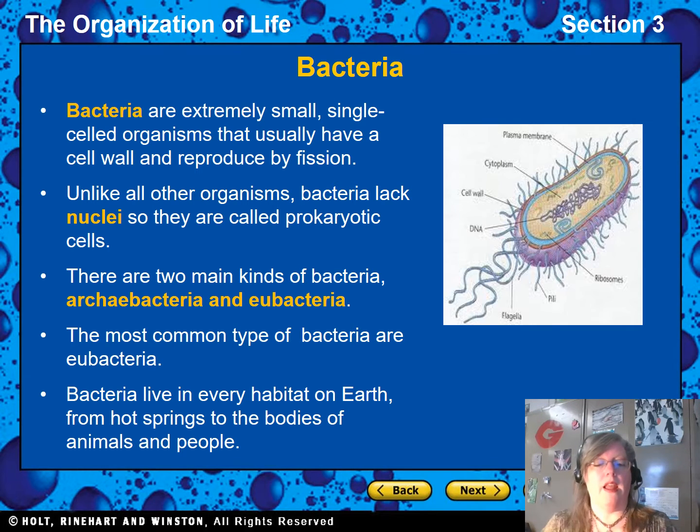If they don't have a nucleus, they're called prokaryotic. They have no nucleus. Eukaryotic do. Eukaryotics do have a nucleus. So that's the first divider, whether or not they've got a nucleus.